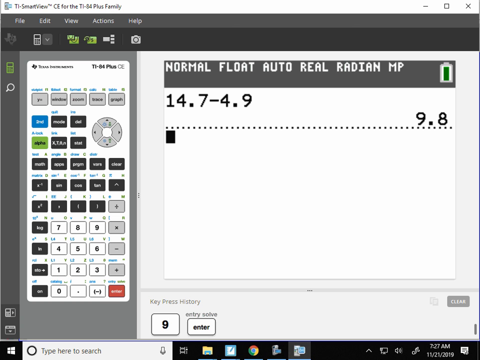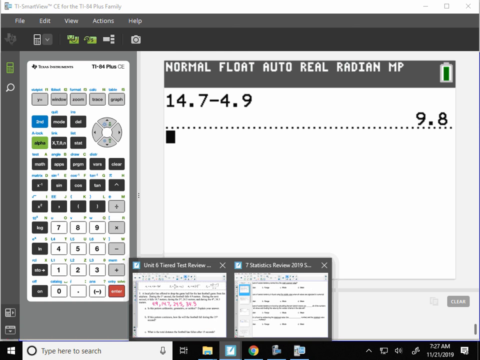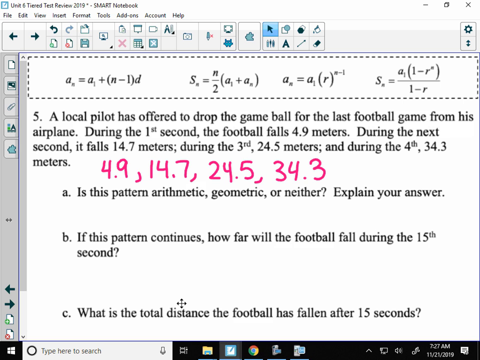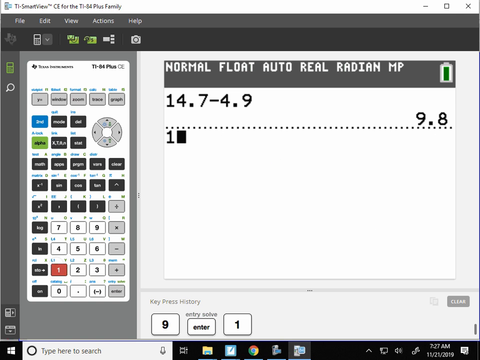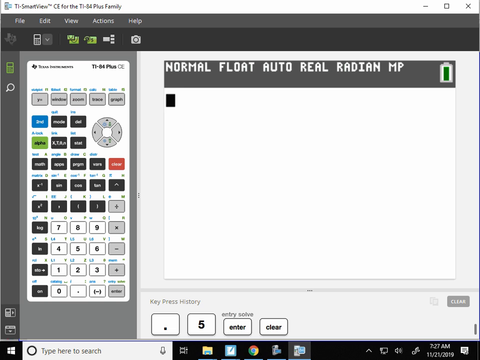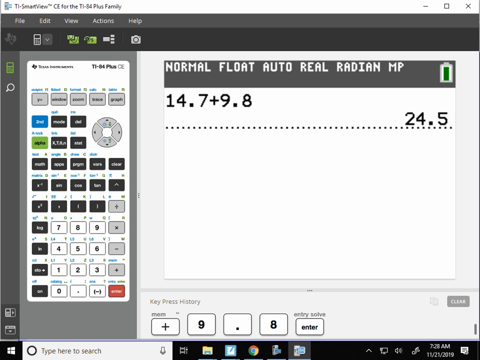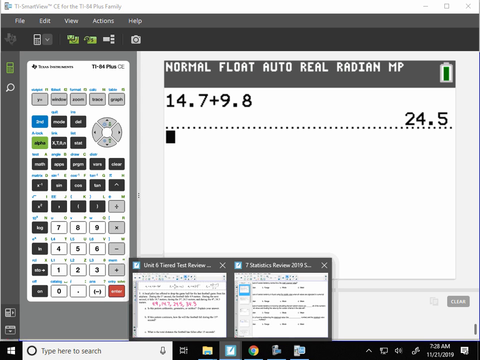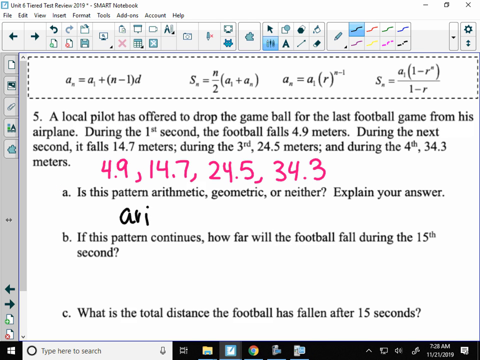And we get 9.8. Now, in order to check to see if it's arithmetic, we can see what is 14.7 plus 9.8. If I get 24.2, which is the next term, oh, I did something wrong. All right, 14.7 plus 9.8 this time. I do get 24.5, which is the next term in the sequence. So that shows me that this is arithmetic. And to explain it, all you have to say is that it has a common difference of 9.8 meters. You don't need to say a lot. Just tell me it has a common difference rather than a common ratio.